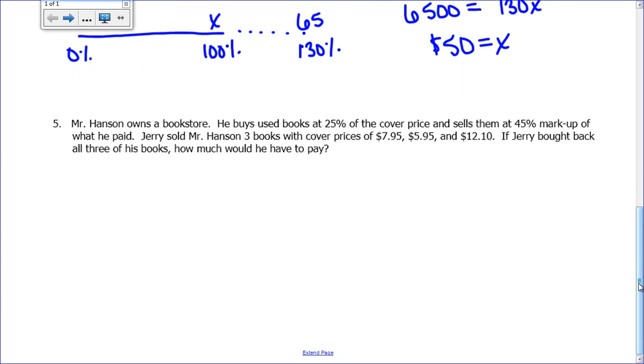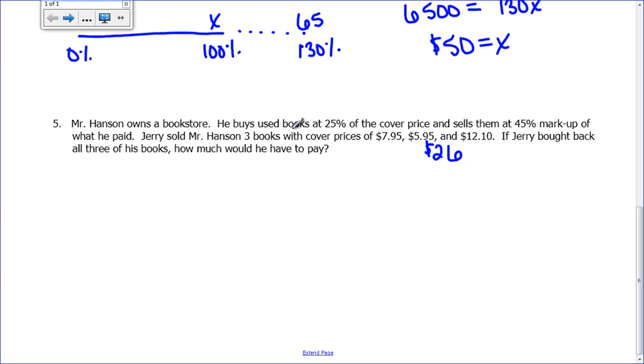So now, Mr. Hanson owns a bookstore. He's going to buy used books at 25% of the cover price, and then he's going to sell them at a 45% markup off of what he paid. So Jerry sold Mr. Hanson 3 books with these cover prices: $7.95, $5.95, and $12.10. If Jerry bought back all 3 of his books, we want to know how much he would have to pay. Well, step 1, I need to know the total of his 3 books. So I need to add up these 3 prices, and I get that his total is $26.